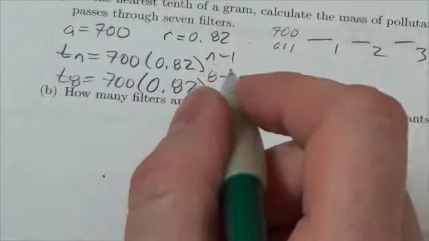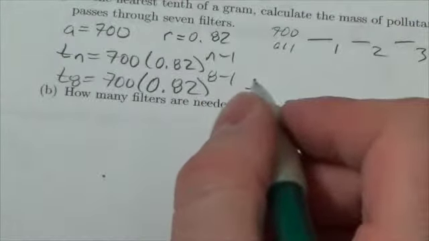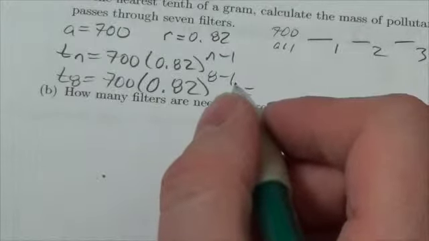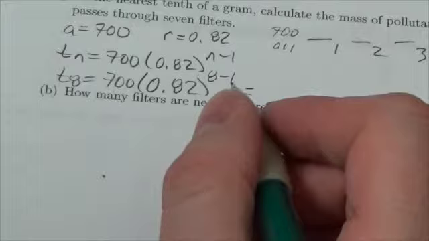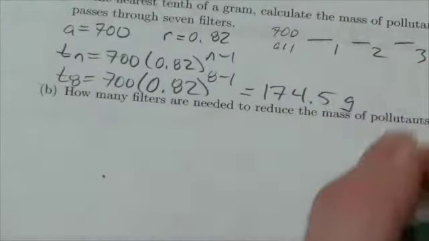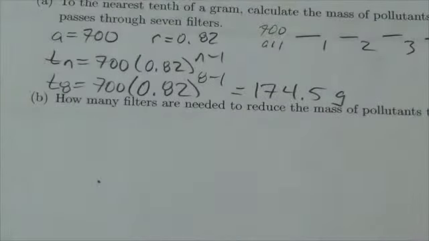And so now this is just calculator work. 700 times 0.82 to the power of 7, and we get 174.5 grams of pollutants left in the water.